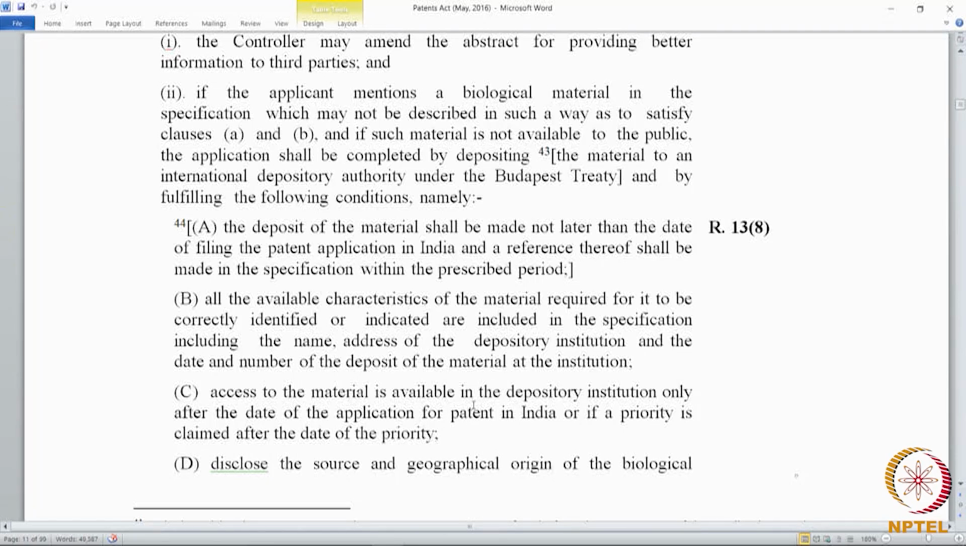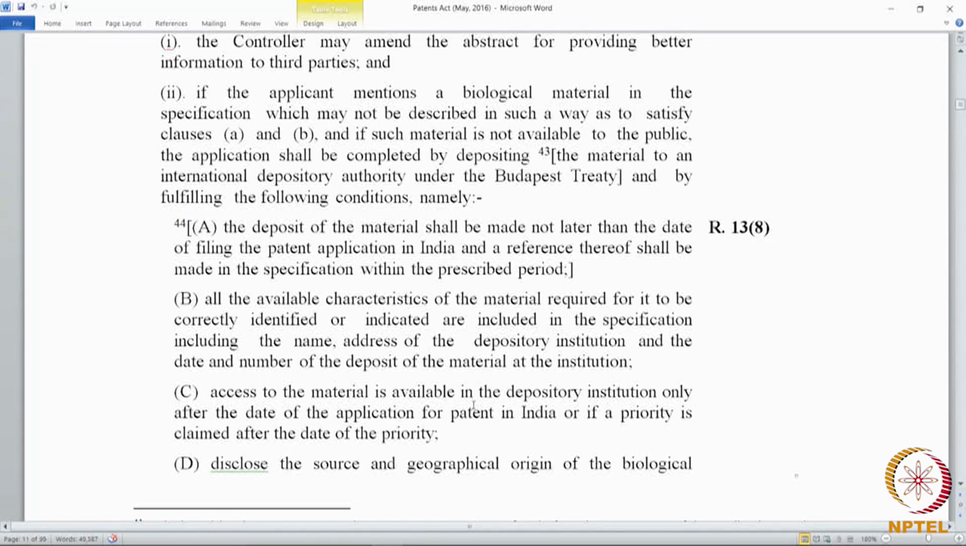Now, this is a requirement which steps in only in the case of biological material that is used. The requirements are: if the biological material is not described in a way in which it satisfies clauses A and B, and the biological material is not available to the public. These are the two conditions. One, it is not described in a way which is described in clauses A and B, that is where there is a detailed full description of the particulars and the best method of working. And if the material is not available to the public, then there is an obligation on the applicant to deposit the material to an international depository under the Budapest Treaty.